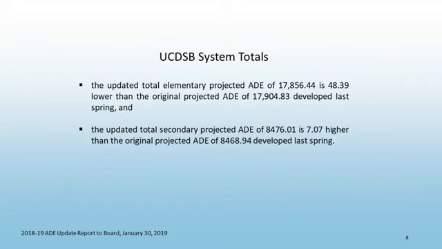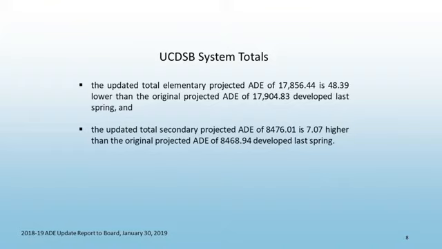So if you went to those pages and looked at the system totals, you would notice that the updated total elementary projected ADE of 17,856 is 48 lower than the original projected ADE of 17,904 developed last spring. On the secondary panel, our updated secondary projected ADE of 8,476 is 7.07 higher than the original projected ADE of 8,468 that was developed last spring.